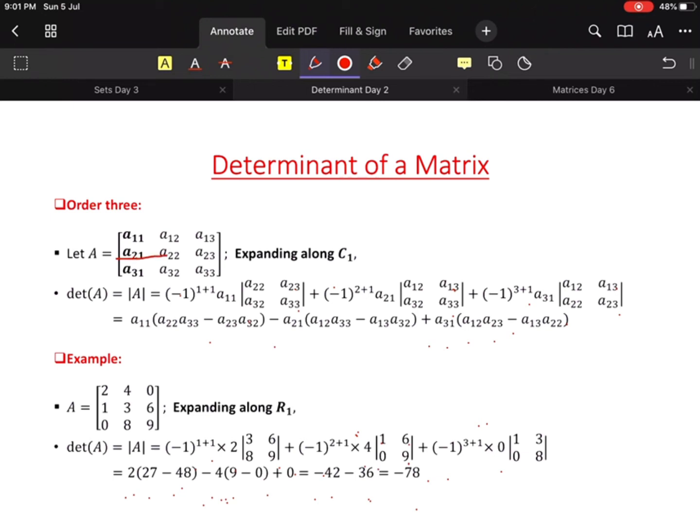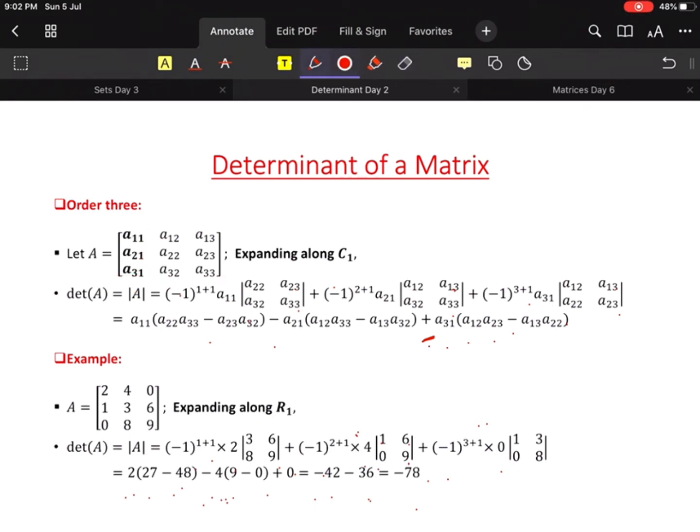Now cut this row and this column. So what remains? A12, A13, A32, A33. Clear? Then plus -1 to the power, the last one, A31, that is 3 plus 1, which is even, so here it's a plus sign. Now for A31 you cut, and what I get is A12, A13, A22, A23. Clear? So this is how we expand along column 1.